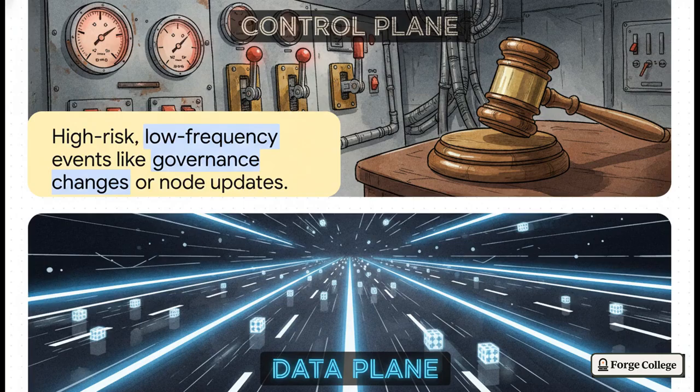We use mental models. Think about the separation between the control plane and the data plane. Your control plane involves high-risk, low-frequency events. We're talking governance changes, node joins, or parameter updates. That is where you allocate your heavy automation and your most intense testing. Your data plane, though, handles high-volume, lower-risk everyday transactions, and that is exactly where you want to optimize for pure speed and a great user experience.